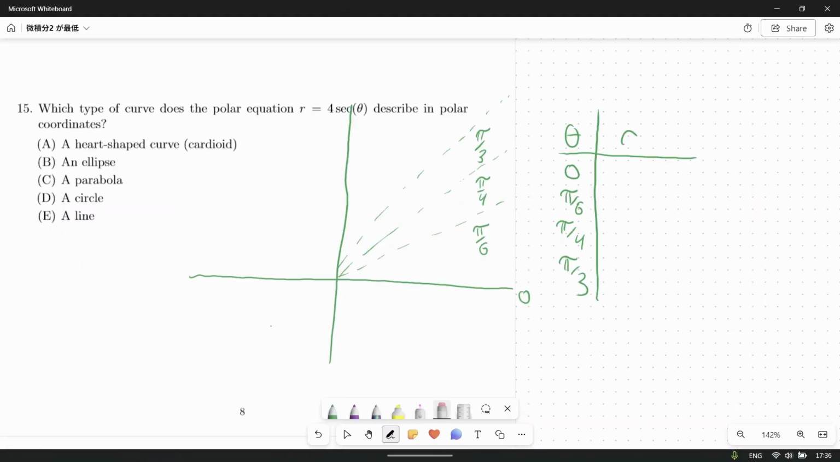Alright, so which type of curve does the polar equation r is equal to 4 secant of theta describe in polar coordinates? So there was another question on this exam that also dealt with a polar curve, where I also conveniently wrote out part of the unit circle and a table. So I did the same thing for this question as well, because it's going to be useful.